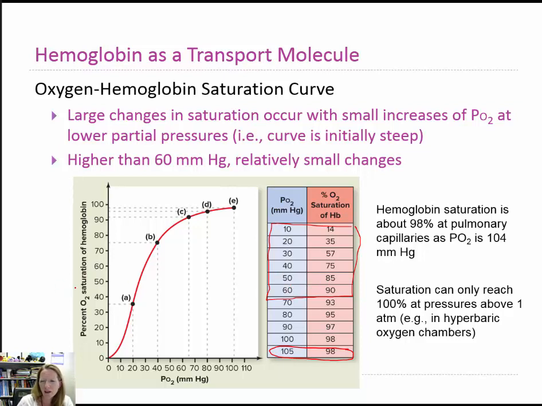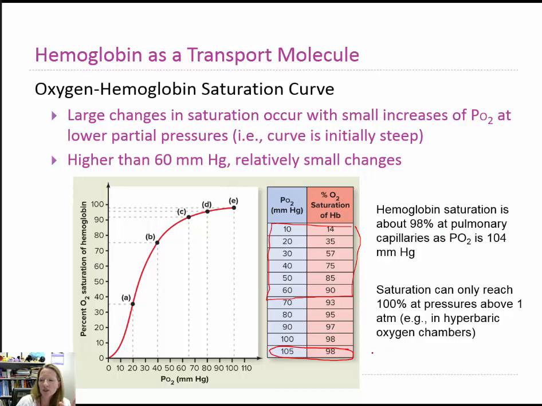So we're going to talk about how your saturation really doesn't dip that low. Just during restful periods, the most it gets down to is 75%. But hey, we've got to talk about this oxygen saturation curve. Anything higher than 60 millimeters of mercury, you're just going to have a relatively small change after that. But again, hemoglobin saturation of 98% is fully saturated.